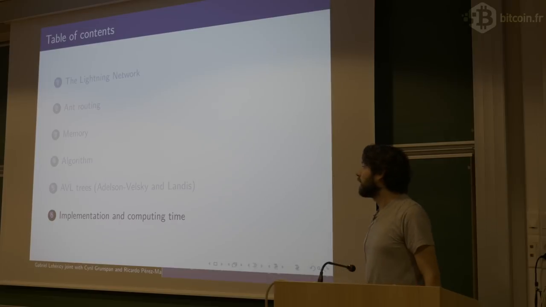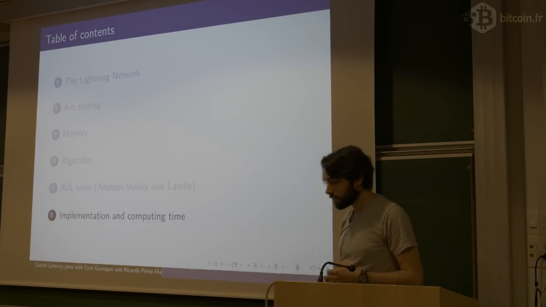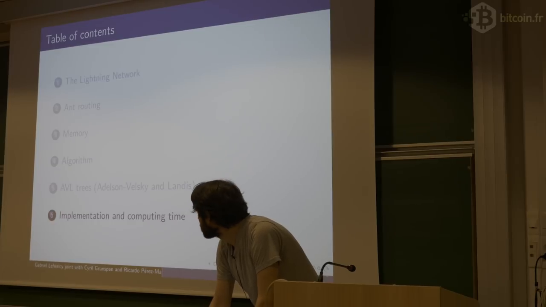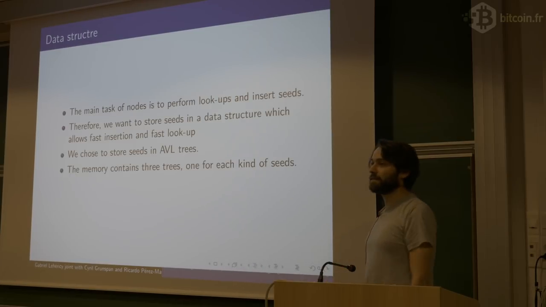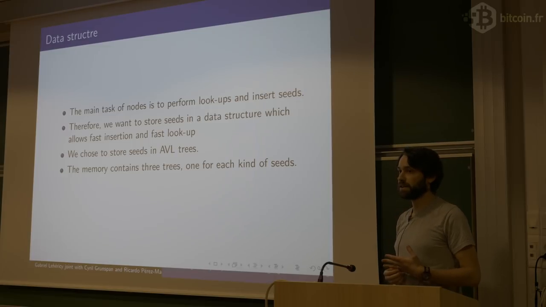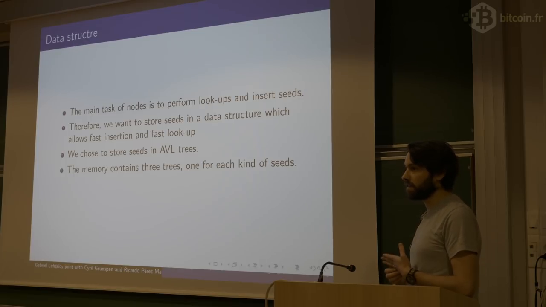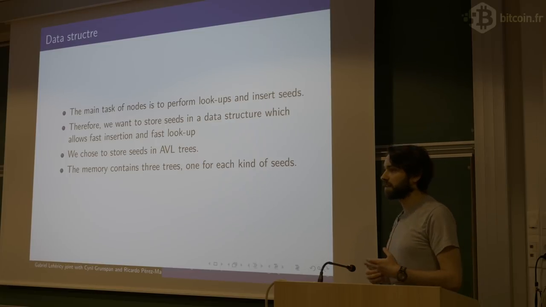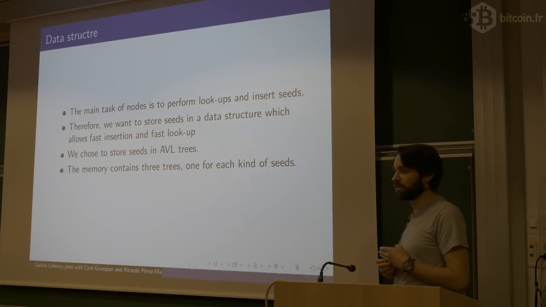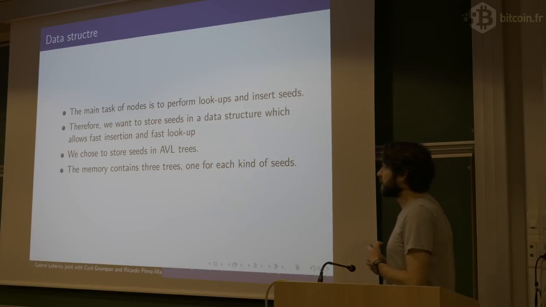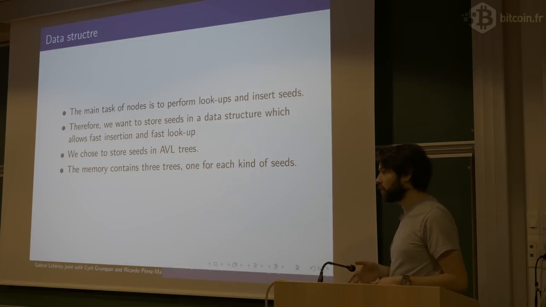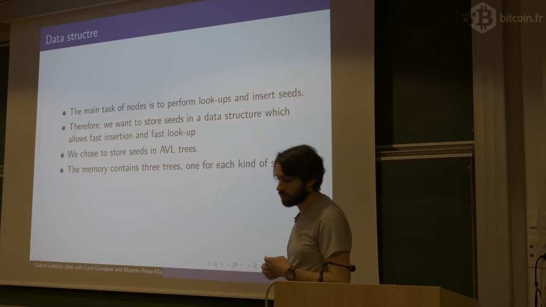Okay, so now, how do we implement the ant routing algorithm with that? As I said, the main task of nodes in the ant routing is doing lookup and inserts. And we just saw that AVL trees are a very efficient way of doing lookup and insert. So this is what we want to implement for the ant routing. There are three kinds of seeds, and the node will keep each kind of seed in a separate tree: a tree for pheromone seeds, a tree for matched seeds, and a tree for confirmed seeds.